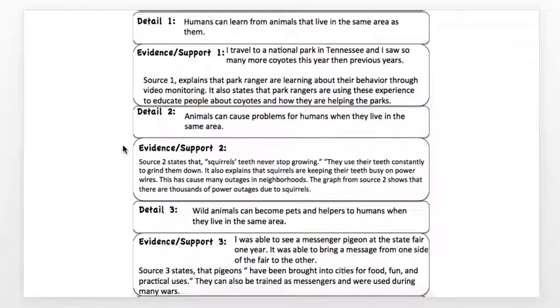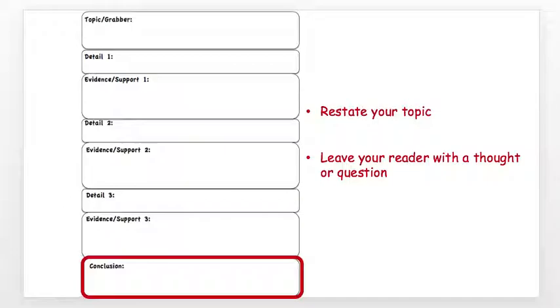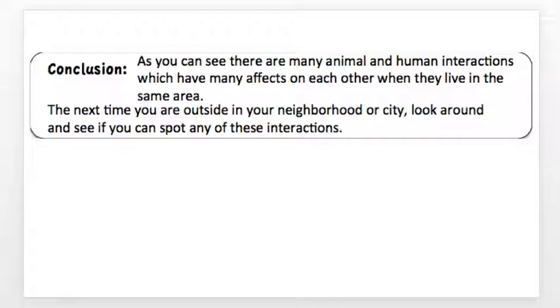Like I said, you might have different ones that you found when you paused. You're more than welcome to use some of mine. You can do a combination of both, but those are the middle parts of our organizer when we're planning our informative writing piece. And the last part would be our conclusion. This is where we need to restate our topic and to leave our reader with a thought or a question.